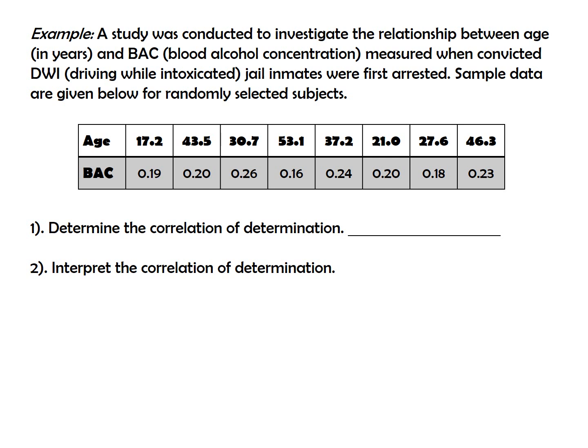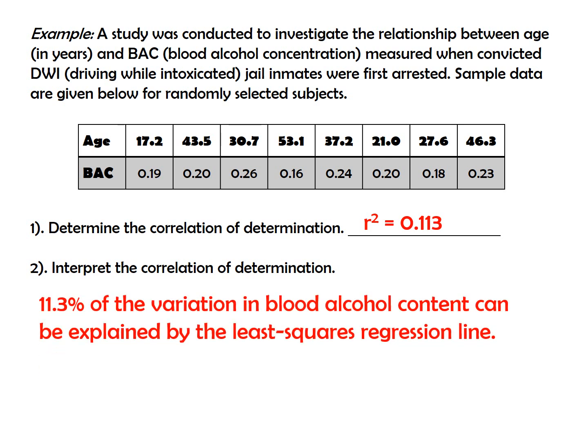So let's say a study was conducted to investigate the relationship between age and blood alcohol concentration measured when convicted DWI jail inmates were first arrested. So we can see that this is the person's age and this is their blood alcohol content. We want to determine the correlation of determination. So we type this data into the calculator, we go to least squares regression line, and we'll find out that r squared is 0.113. This means that 11.3% of the variation in blood alcohol content can be explained by our least squares regression line.